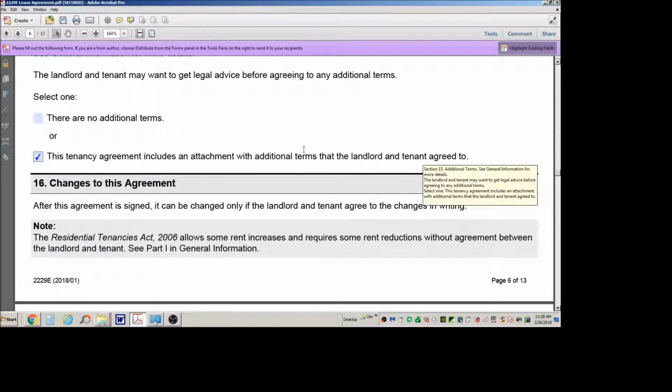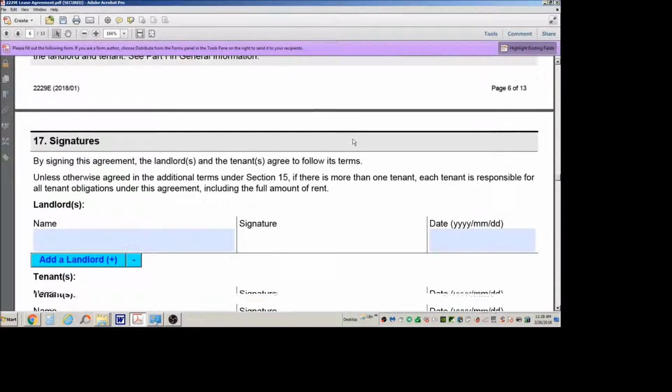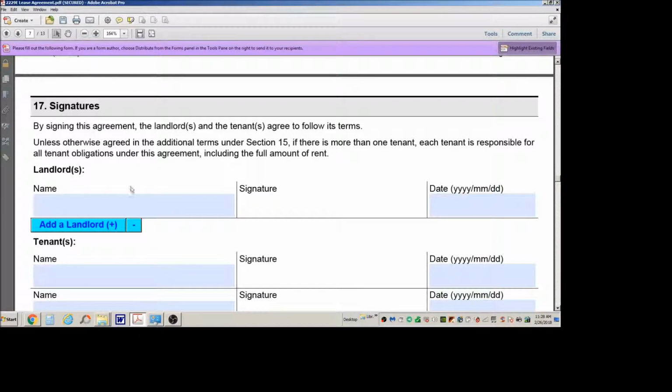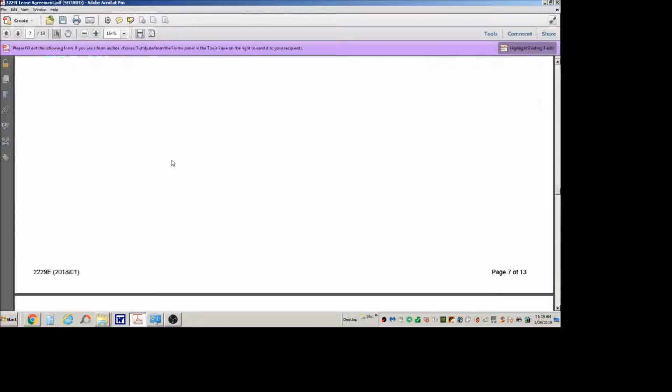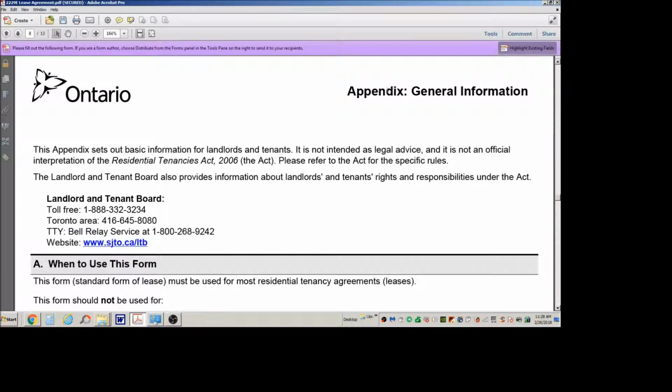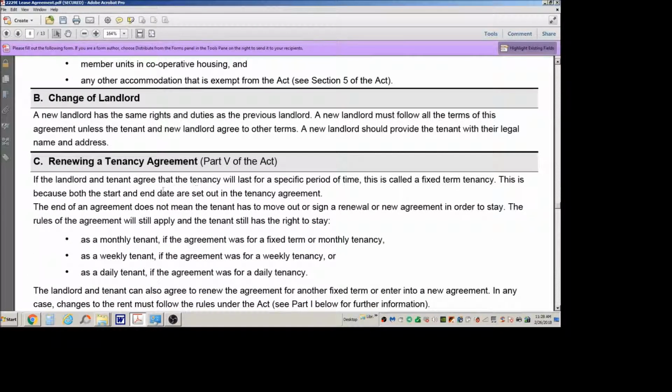Now I guess we're going to do an attachment. Okay, and then you would do the signatures of landlords and tenants, and you get the appendix information that's attached to the actual lease, see? So you can read all that. Renewing the tenancy agreement.